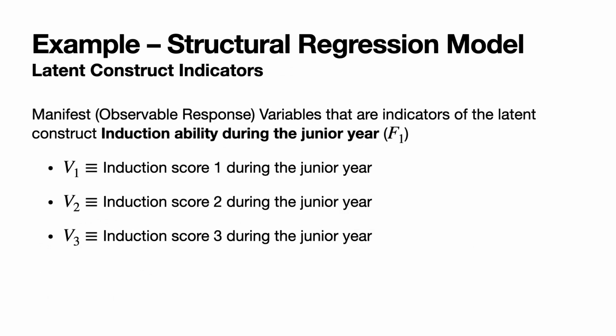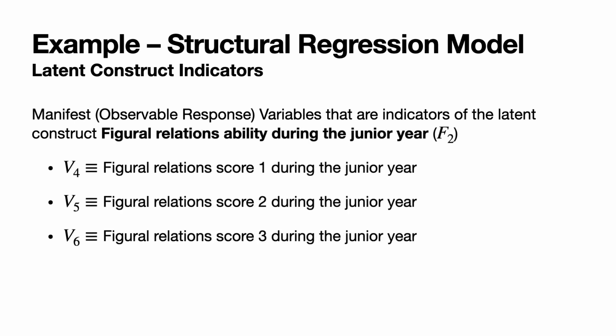Next, let's look at the indicators for each latent construct. The indicators for F1, the induction ability during the junior year, are V1, V2, and V3. The induction scores 1, 2, and 3 during the junior year. The indicators for F2, the figural relations ability during the junior year, are V4, V5, and V6. And the indicators for F3, the figural relations ability during the senior year, are V7, V8, and V9.